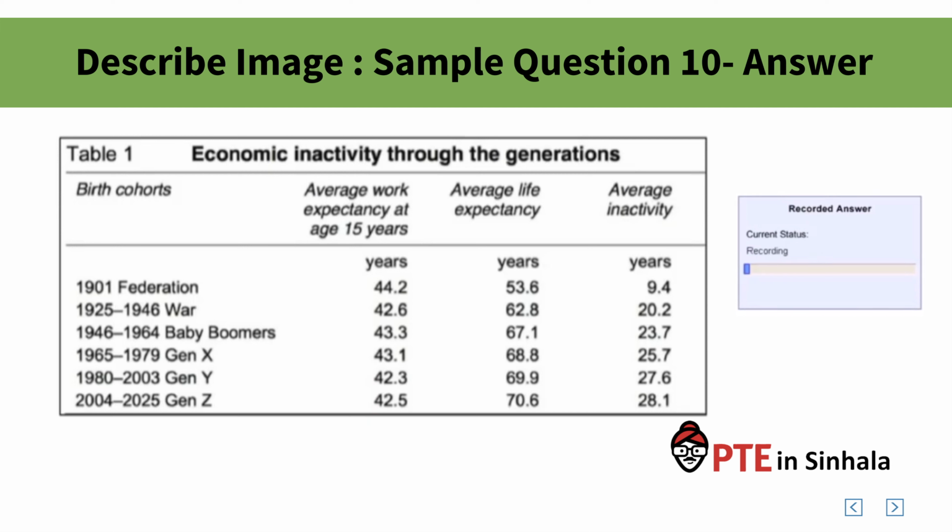This table represents statistical data regarding economic inactivity across various generations. Baby boomers born between 1946 and 1964 have an average life expectancy of 67.1. Generation X, Y, and Z had economic inactivity years of 25.7, 27.6, and 28.1 years respectively. Overall, the average work expectancy at 15 years has remained constant across all generations.